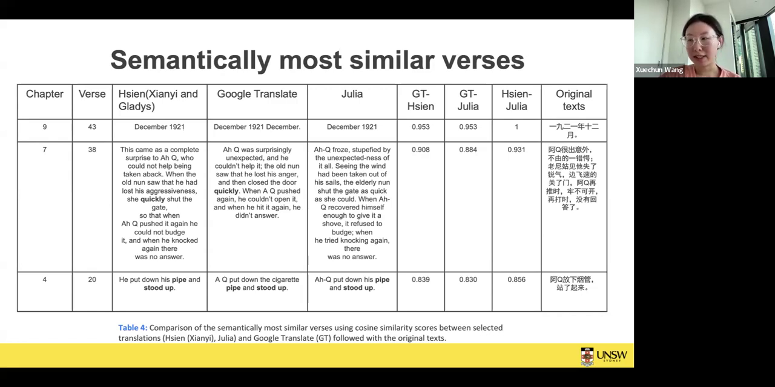In Chapter 9, verse 43, it's interesting to note that the verses from Xianyi and Julia are exactly the same here. The choice of words from Google Translate is also the same as the two human experts' translations. However, there is an extra word in the verse. In chapter 7, verse 38, and chapter 4, verse 20, all three translations have utilized the same or similar words such as quickly, pipe, stood up. Therefore, all selected pairs have obtained high scores.